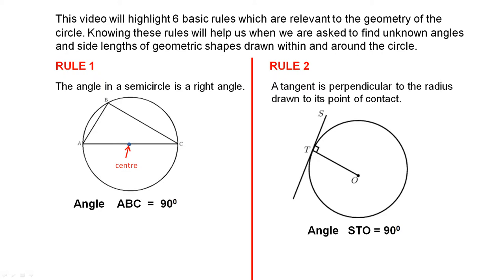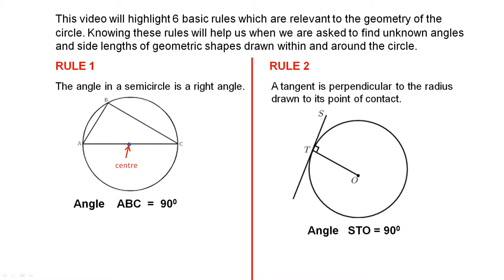This video will highlight 6 basic rules which are relevant to the geometry of the circle. Knowing these rules will help us when we are asked to find unknown angles and side lengths of geometric shapes drawn within and around the circle.